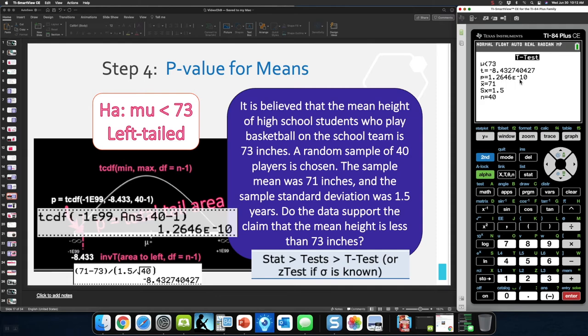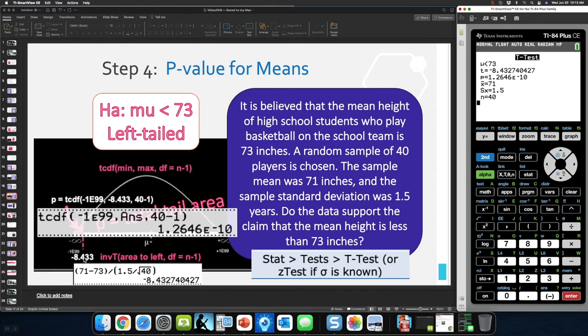What this is saying, e negative 10, is, of course, some of you may remember this from future or past videos, the e negative 10 means that we need to move the decimal to the left 10 spaces. We move it once to the left and it gets in front of the 1. We've got 9 more times to go. In other words, 9 zeros between the decimal and the 1. So the real p-value, if we wrote it out, would be point 0000000000126. So that would be our answer. And that's going to be really, really, really tiny.